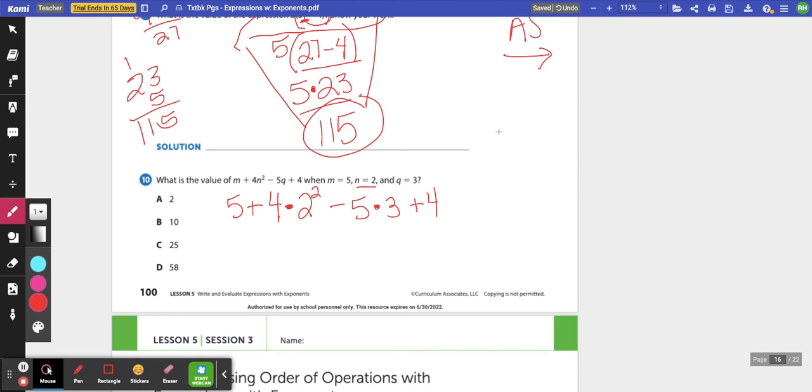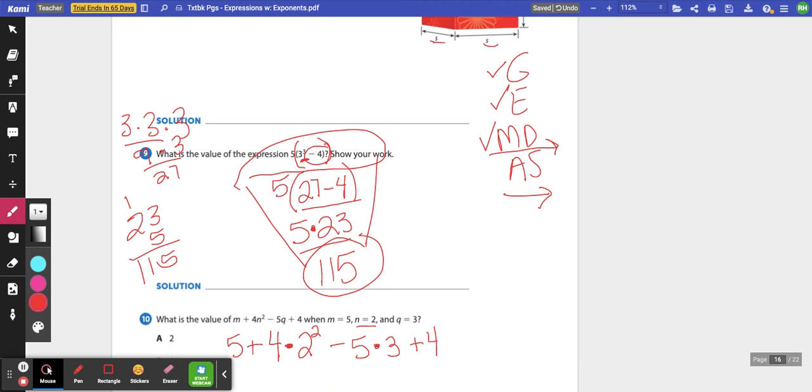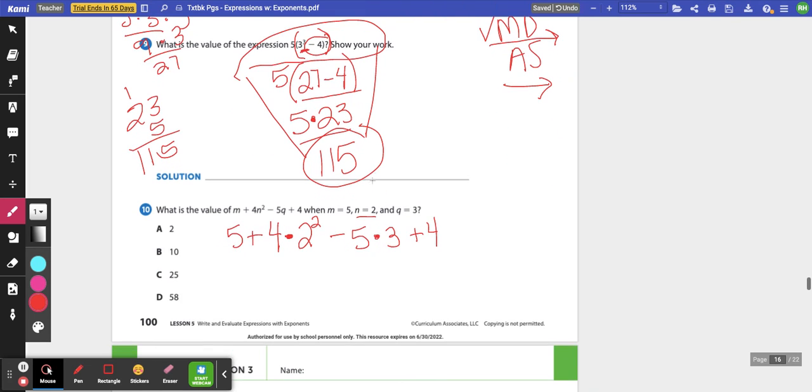Let's start with our GEMDAS. Do I have any grouping? No, because I didn't use any parentheses this time. Let's move on. Do I have any exponents? Yes, I do. So I have to do this part first. 2 squared is going to be 4. And this is where you're going to hate us, but you have to write everything down. Do not try to solve a bunch of stuff at the same time. Everything else stays the same. You're going to underline to show us that you only did this part. Bring it down exactly like you see it.